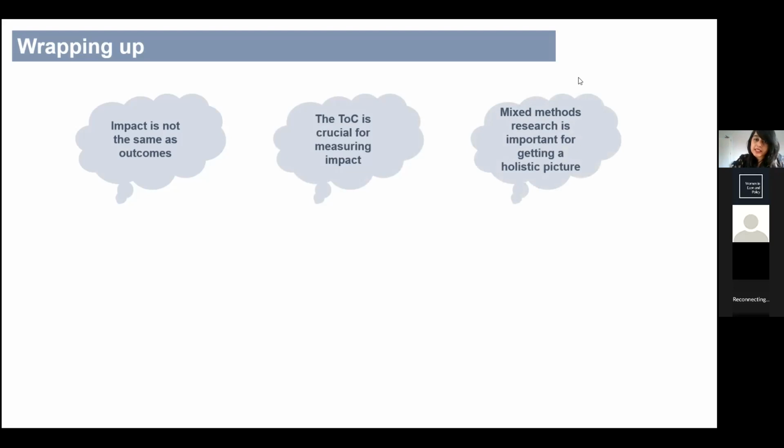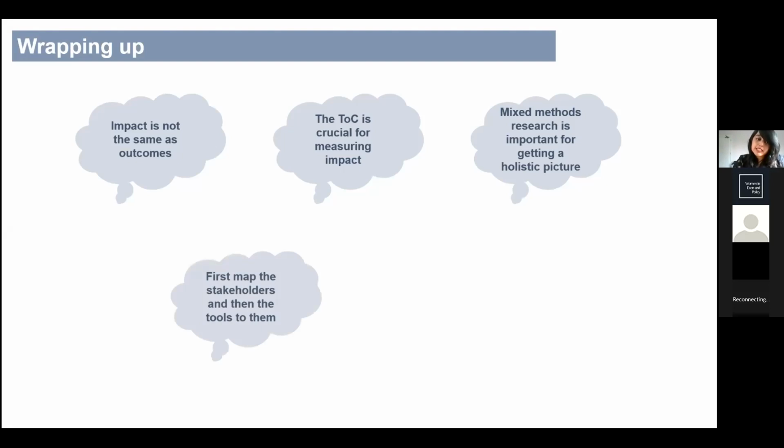The third thing is that mixed methods research is important for getting a holistic picture. This is very clear by now, that mixed methods research is extremely crucial for getting a holistic picture because you are triangulating insights, you're reducing respondent bias, you're reducing methods bias because you're linking the results of a survey with those of an FGD, with those of a key informant interview. So you're reducing bias all the way through mixed methods, through qualitative and quantitative, primary and secondary, and that is extremely important for holistic results.